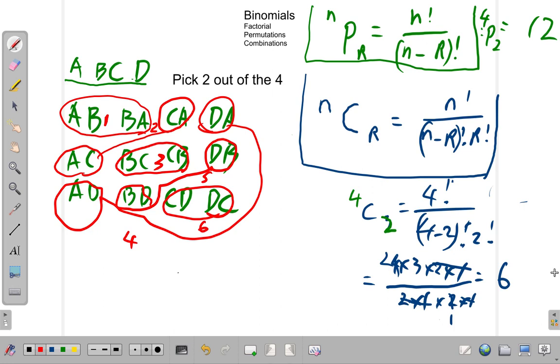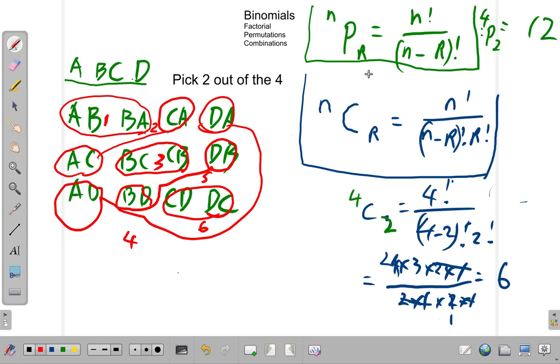So when you choose 2 from 4, the number of permutations you have is 12. That means you can arrange them 12 ways where the order matters, or you can arrange them 6 ways where the order doesn't matter. CD and DC are the same. Alright?